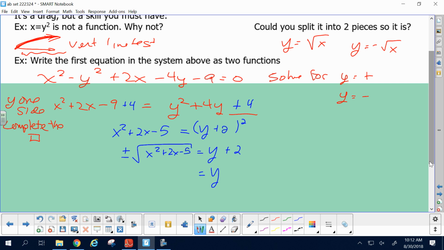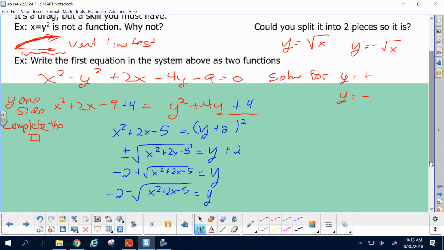Last but not least, finish and write as two functions. One function is negative 2 plus the square root of x squared plus 2x minus 5. The other function is negative 2 minus the square root of x squared plus 2x minus 5. Make sure that 2 is negative in both cases. It's a negative 2 over there. Plus or minus is only in front of the root.